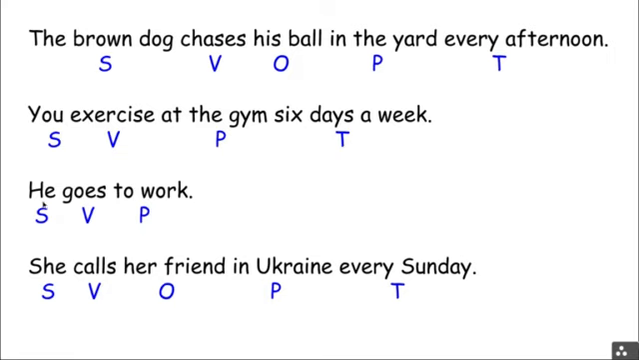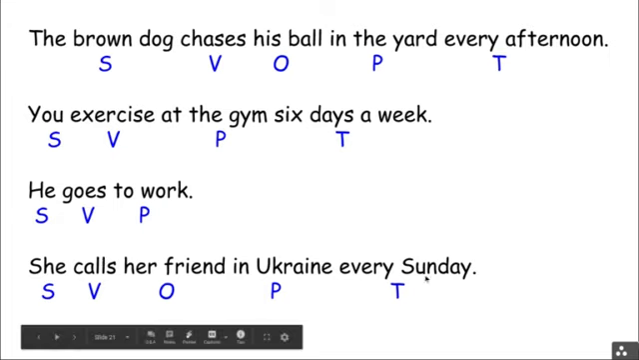Let's look at this sentence. He goes to work. He is my subject. Verb is goes. To work is place. I do not have time here, and that's okay. This is a good sentence. She calls her friend in Ukraine every Sunday. Well, she is my subject. Calls is my verb. She calls her friend, so her friend becomes the object. In Ukraine, place. Every Sunday, time.